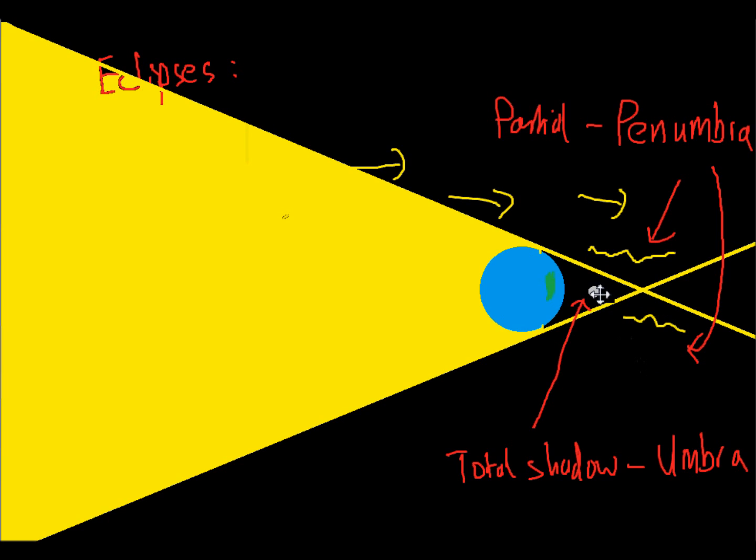And here, the moon enters this area. If it enters this region, then none of the light from the sun is hitting the moon. This is a lunar eclipse, where the light of the sun is unable to strike the moon.